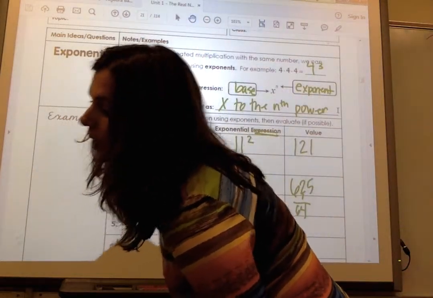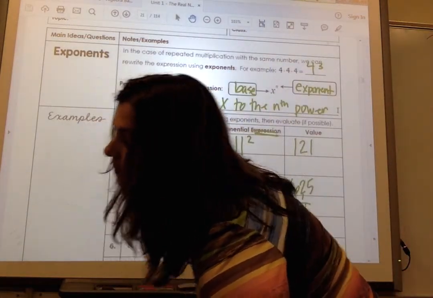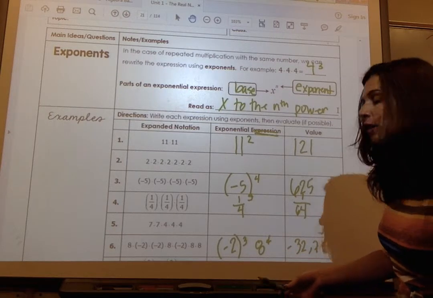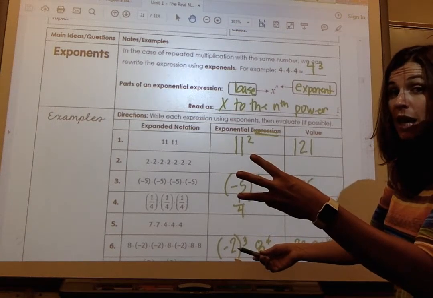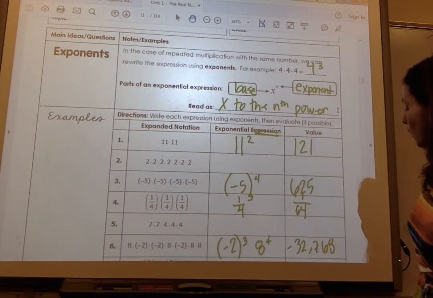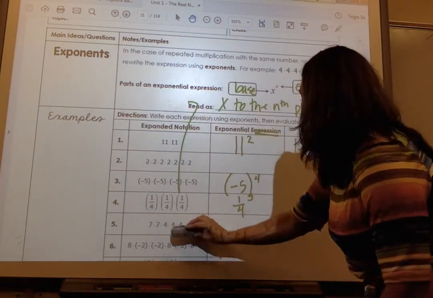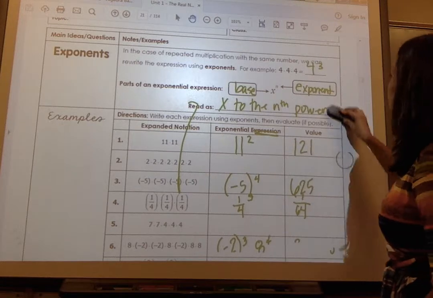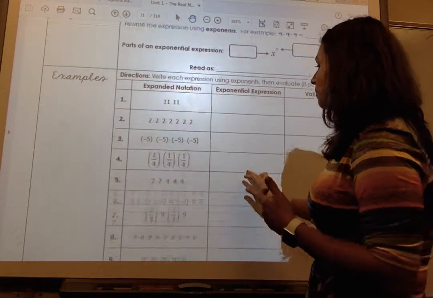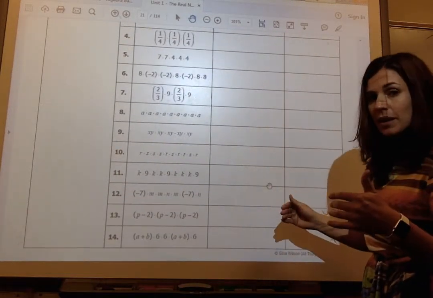And I'm going to cheat real quick, and it's going to be negative 32,768. So if I actually wrote that out, I know it's going to be a negative integer because I have a negative times a negative times a negative, which is still a negative number, and then multiplied out would be negative 32,768. So that's going to get us through our first page of notes. If you flip over to the back side, we're going to talk a little bit more about exponents. And if you have questions on any of these examples, come see me in class and we'll talk about them.